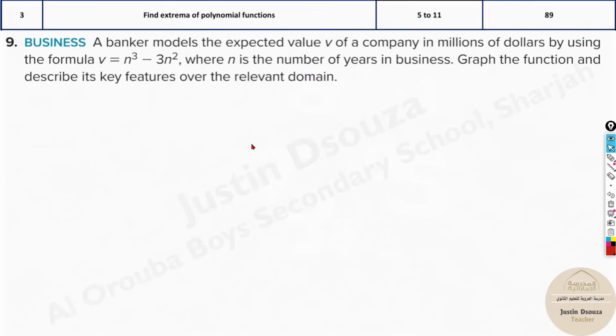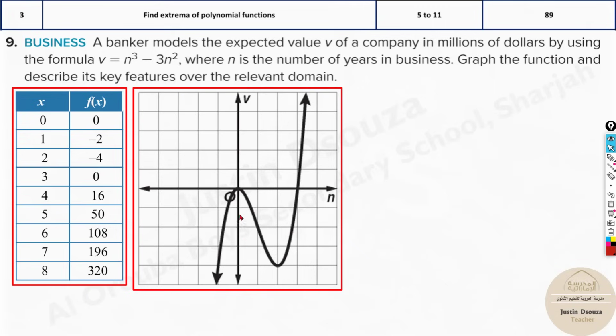And over here we have a real world problem. A banker models the expected value V of a company in millions of dollars by using this formula here, where n is the number of years in business. Graph the function, describe key features over the relevant domain. Now here you just have to put this in the calculator, get the values, graph it out. Now here they want you to know which is the relevant domain. Since n is the number of years in business, you can't have any negative values.